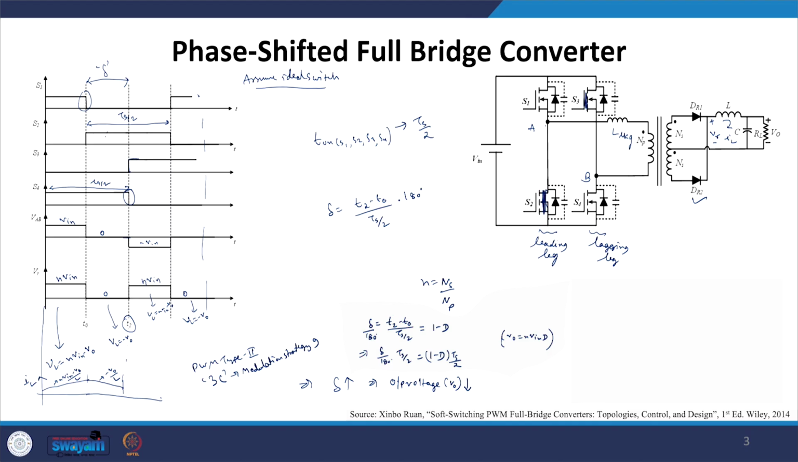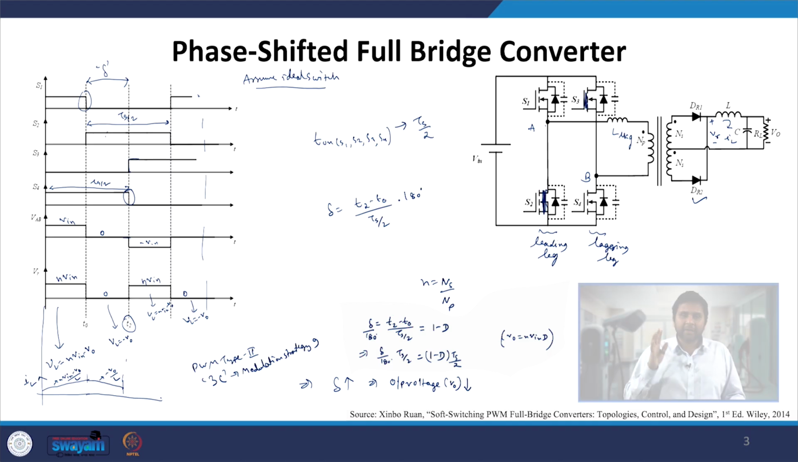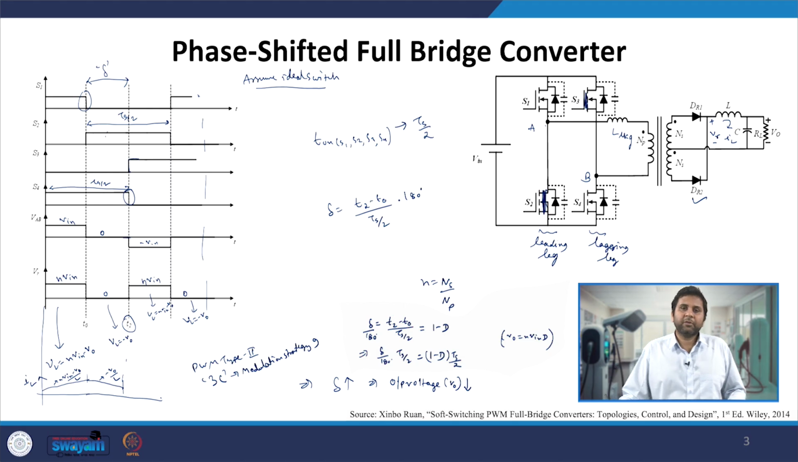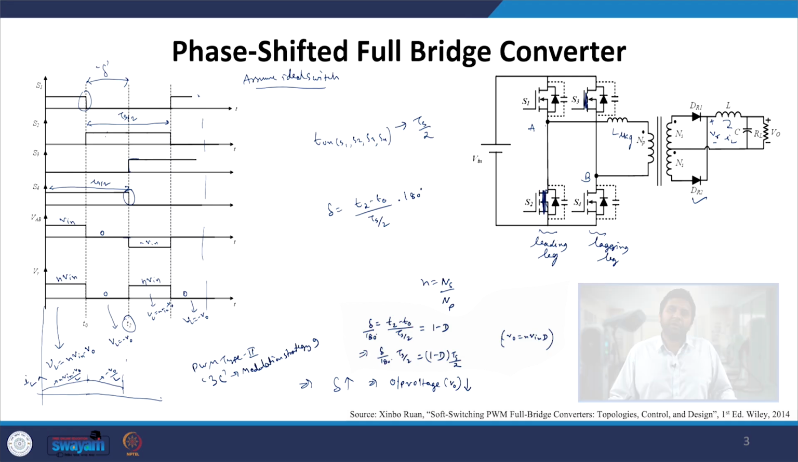So here we are actually keeping our turn on time of all the 4 switches to be Ts by 2 and only giving the required phase shift between the turn off time of diagonal switches, that means S1 and S4 or S2 and S3. So that phase shift has to be given equally between the turning off of S2 and S3 and the turning off of S1 and S4. Now let us try to see how this particular converter works in different modes. Let us try to discuss in detail.